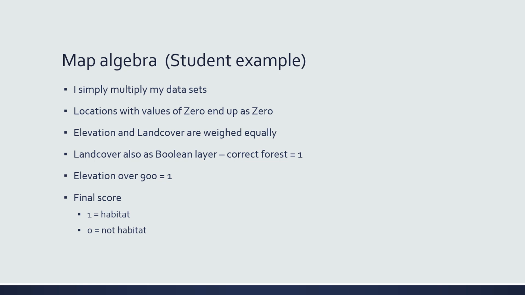The land cover layer is also a Boolean layer, where it's 1s and 0s or 1s and nothings. Same with our elevation. Ultimately, if we multiply these out, anything with a value of 1 is habitat. Anything without a value of 1 is not habitat.